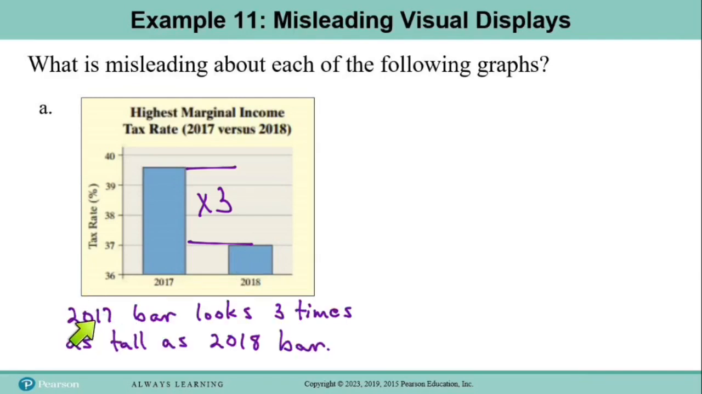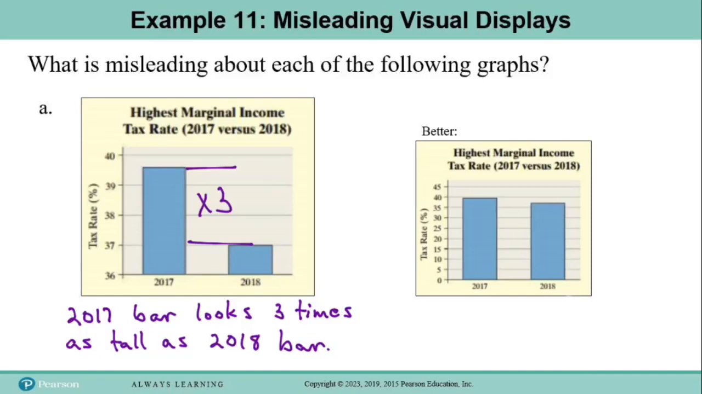And so what we would say here is that the 2017 bar looks 3 times as tall as the 2018 bar, and here is a graph that might be a better representation, but see, it doesn't get the emotional response that the distorted graph got. So here, because the vertical axis starts at 0, we can see that there is a small decrease from 2017 to 2018, but it's not giant.